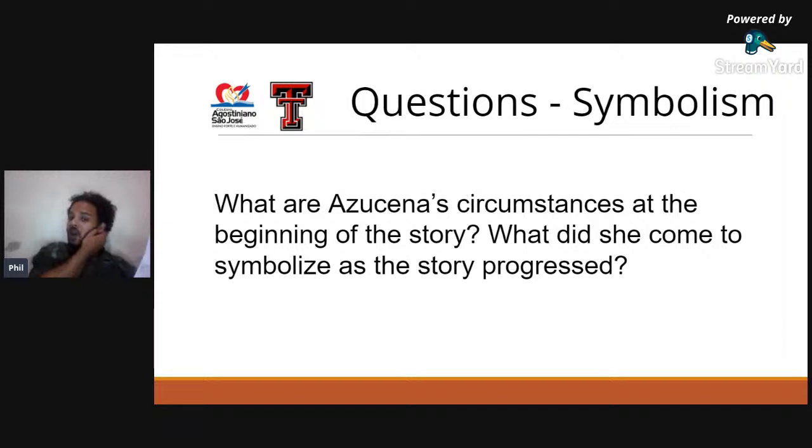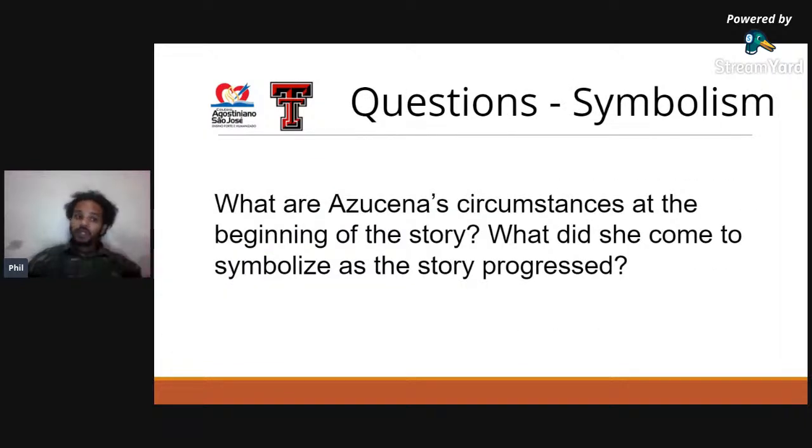Symbolism. Well, think about what Azucena's circumstances are at the beginning of the story, and what did she come to symbolize as the story progressed? And you got a little bit of that through the plot summary. I think you'll get that even more if you read the story. And it's not long, guys. You can read it in 30 minutes. It's just nine pages. I read it on the way home on the train. Very quick story.